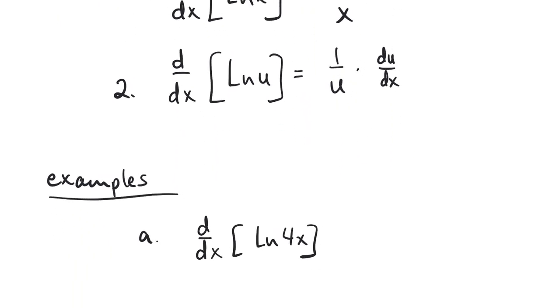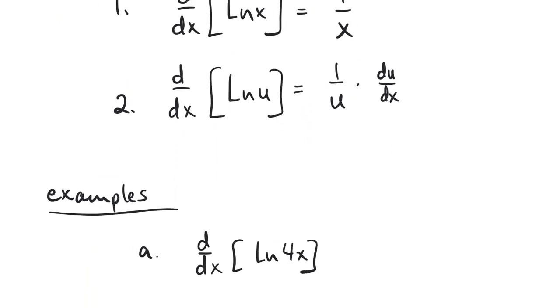So a couple of examples. The derivative with respect to x of natural log of 4x. So think of this as natural log of u, where u is equal to 4x. So according to this definition, the derivative of natural log of u is 1 over u. So it's going to be 1 over 4x. Now we need to multiply it by the derivative of u, or the derivative of this expression inside the logarithm. So the derivative of 4x is 4. The 4's are going to cancel. So it's 1 over x.